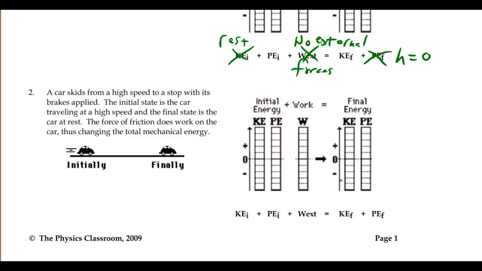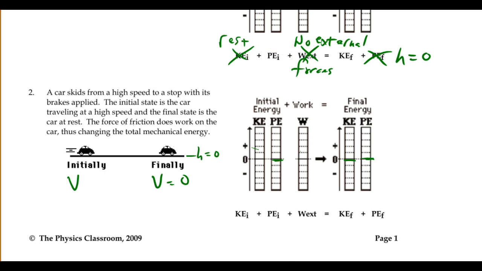So now this is a little different. Instead of just falling, we're moving a car. Car skids from a high speed to a stop with brakes applied. The force of friction does the work on the car, thus changing the total mechanical energy. Again, the key element here is that we are moving to start with, and then our velocity is 0 at the end. So over here at the final, there'll be no kinetic energy. It'll be 0. The potential energy is based on whatever we call 0. So if I say this is height equals 0, then I don't have any potential energy in either case.